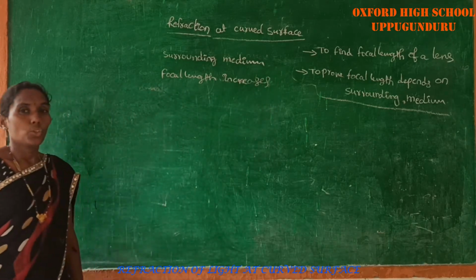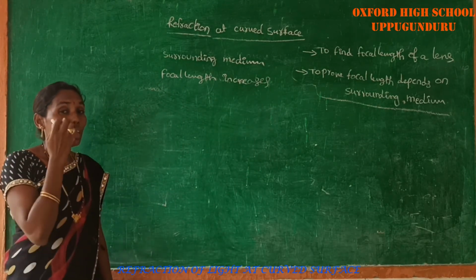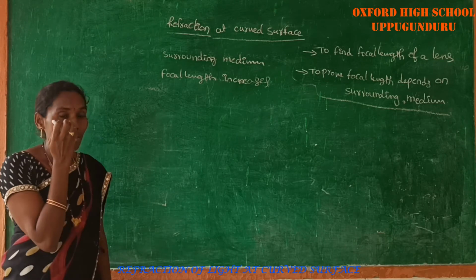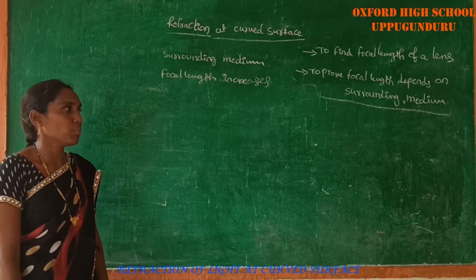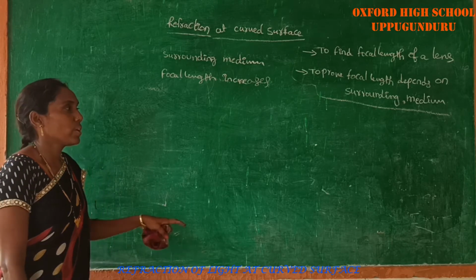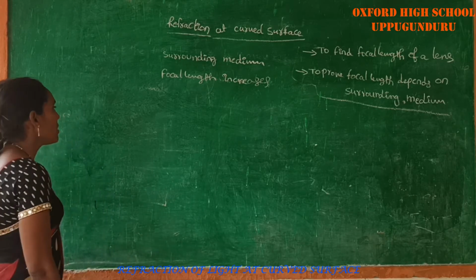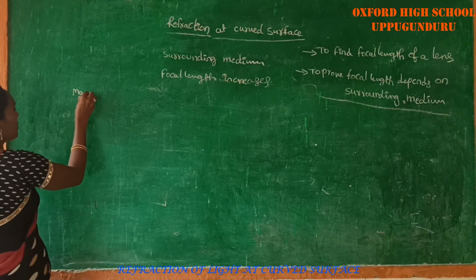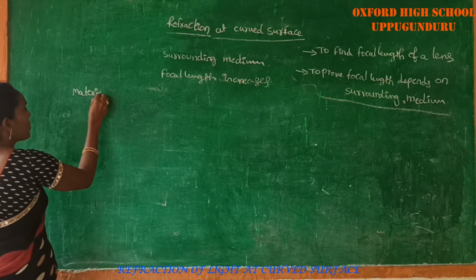Now, how can you prove it? The focal length of a lens always depends on the surrounding medium. And next, the focal length of a lens increases when it is kept in water. What are the materials required for doing this experiment?